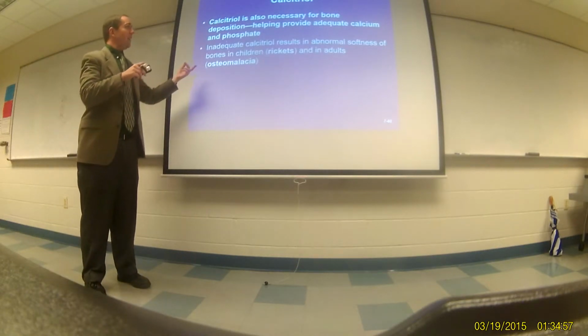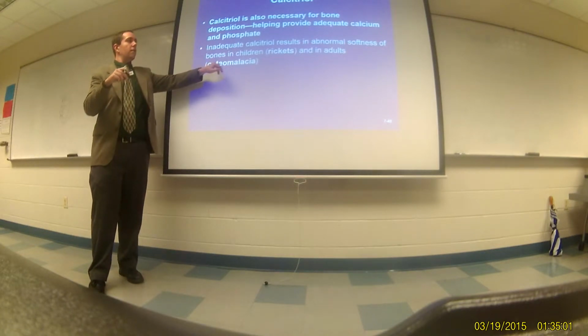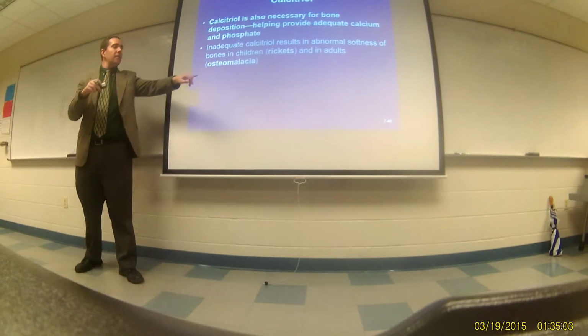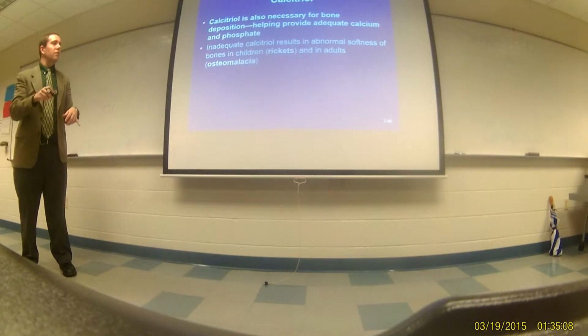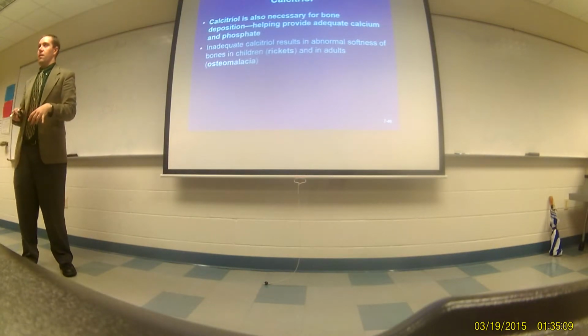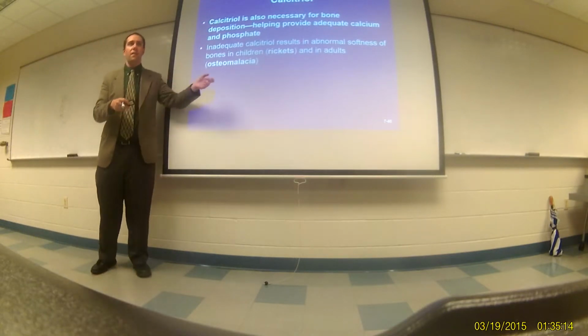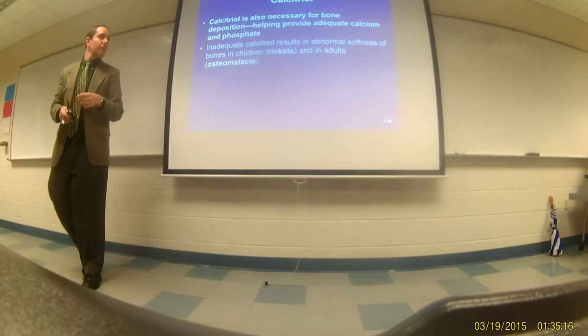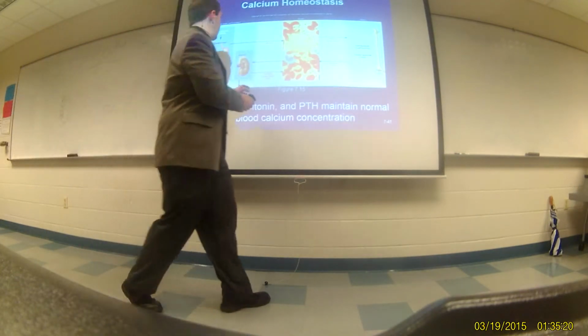If you don't have enough of this calcitriol, your bones are going to become soft. In kids, this is called rickets. In adults, it's called osteomalacia. From what I've seen, a lot of people still call it rickets, but officially, it has a different term in adults. And so we have some different things going on.